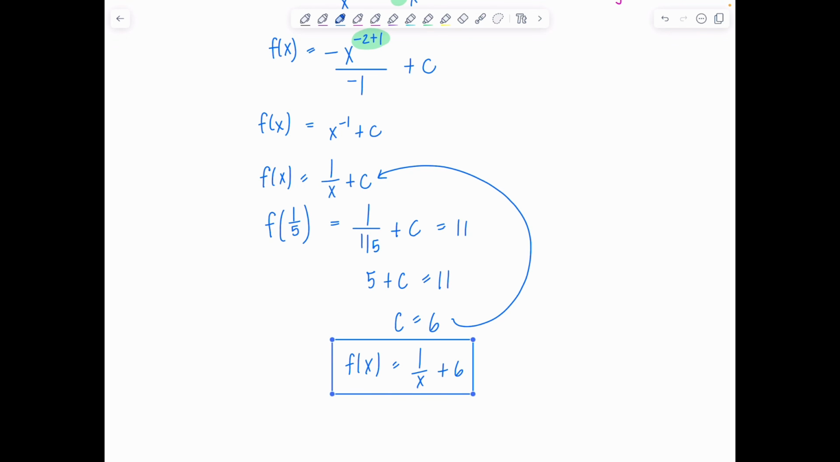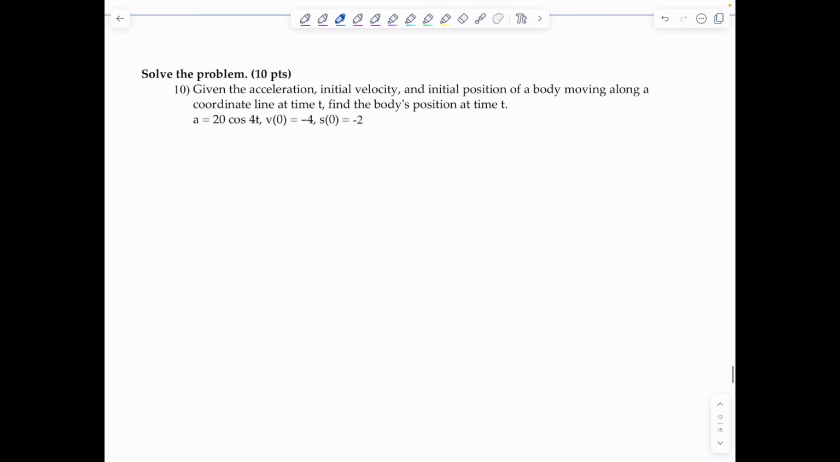Beautiful. Okay, last problem, little particle motion problem, dealing with antiderivatives again. So given the acceleration, initial velocity, and initial position of a body moving along a coordinate line at time t, find the body's position at time t. So what they want is the position function. They want s of t. So they gave me acceleration, a of t, which is 20 cosine 4t. The thing to remember is acceleration is the second derivative of the position function. So this is the same as s double prime of t.